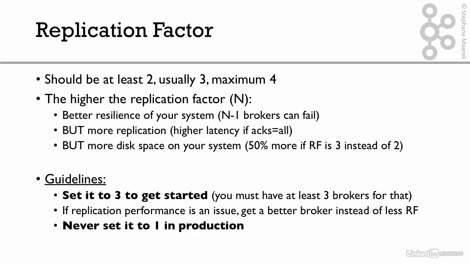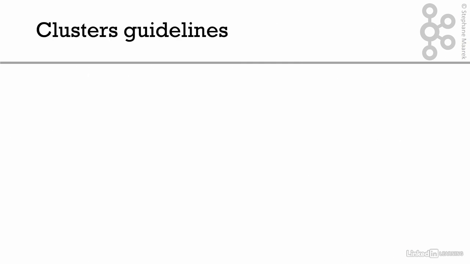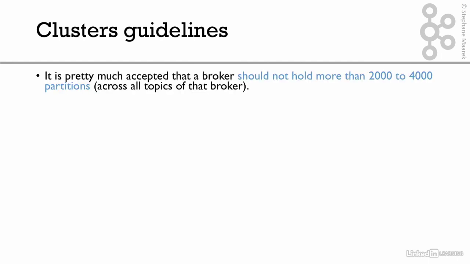And never, ever, ever set it to 1 in production. That's a no-go. I've seen some clusters in production from big companies running with replication factor of 1, not even knowing it. And to me, it's a no-go. If a broker goes down, your partition is offline and you're done. So be very careful.